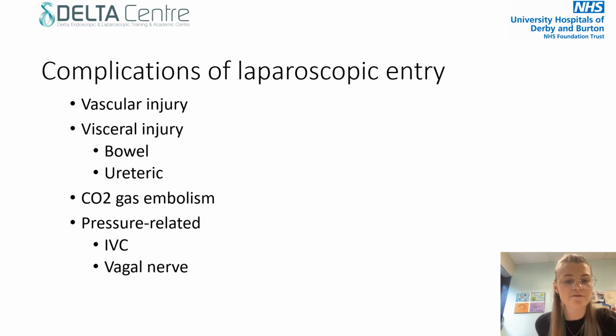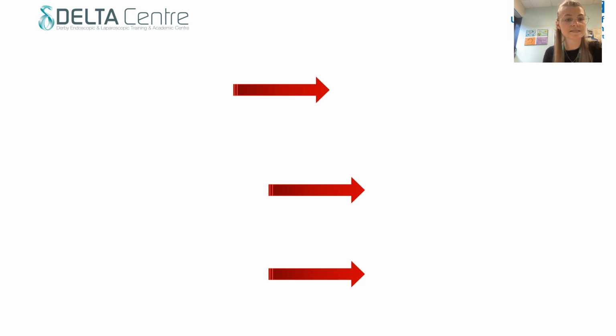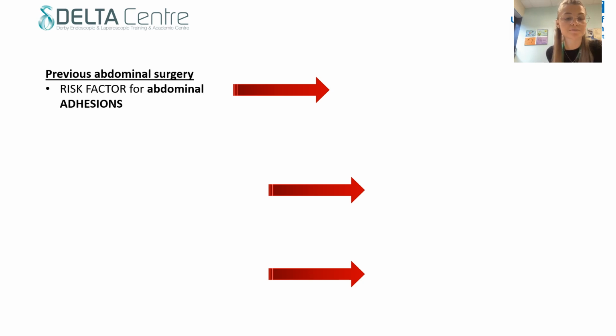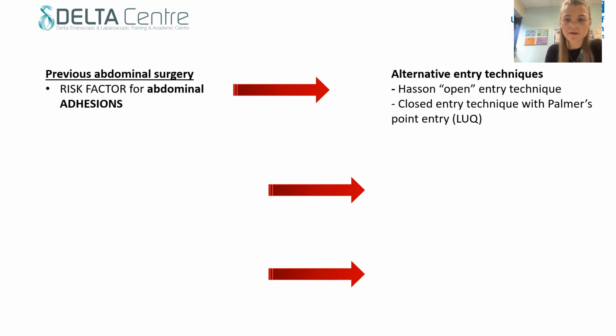It's also important to be aware of potential complications of laparoscopic entry. So just to talk briefly, complications include vascular injury, visceral injury such as injury to bowel or the ureters, carbon dioxide gas embolism, and also pressure-related complications. So for this reason, it's also good to be aware of methods to reduce potential complications. So in patients who have had previous abdominal surgery, this is a risk factor for adhesions to occur. So in this circumstance, alternative entry techniques can be used, for example the Hasson open entry technique or the closed entry technique with the Palmer's point entry.